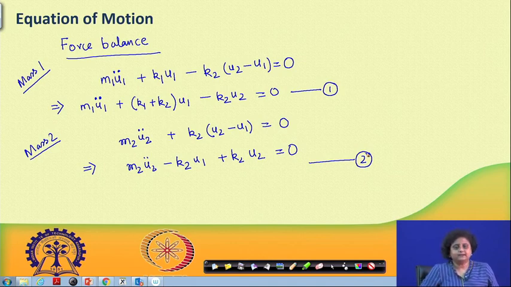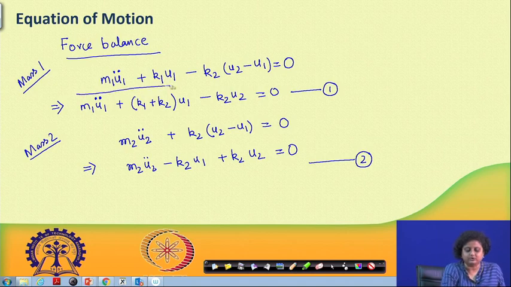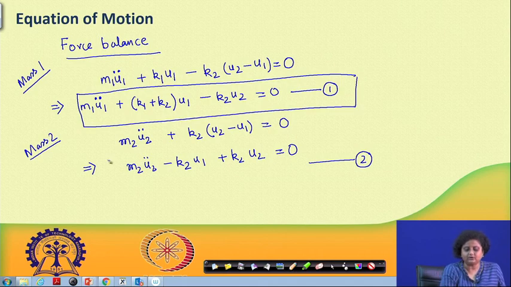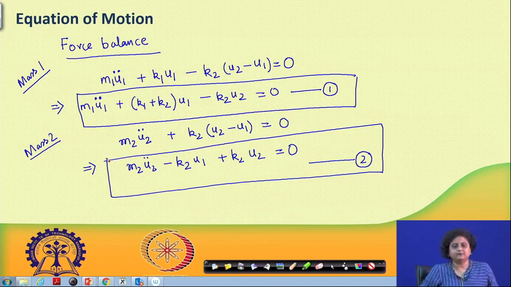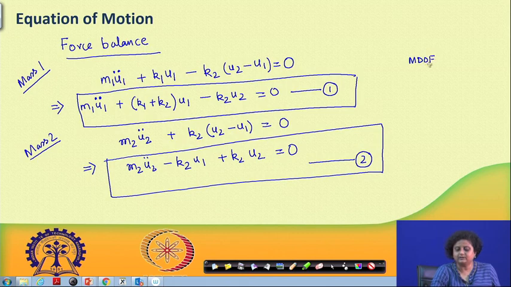So, unlike a single degree of freedom system where we got only one equation of motion, here we are getting two equations of motion, equation 1 and equation 2. One equation of motion for each degree of freedom. So, if I have an MDOF system with n degrees of freedom, I will have n equations of motion.